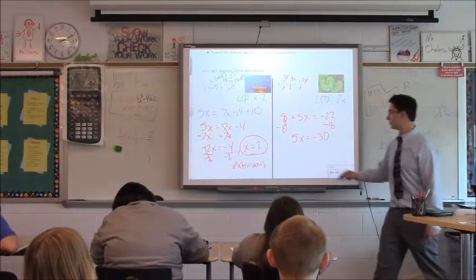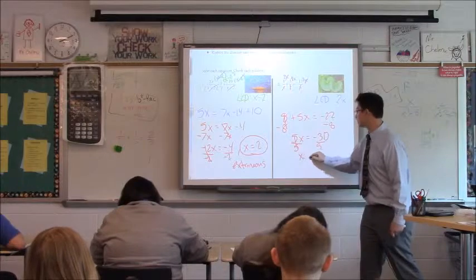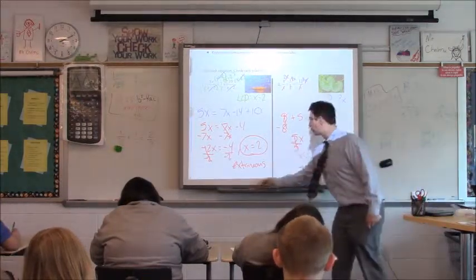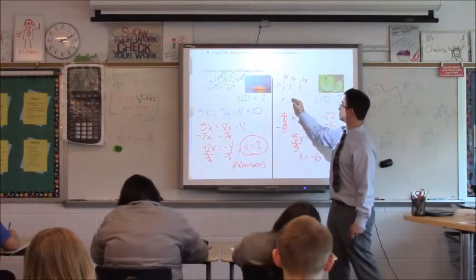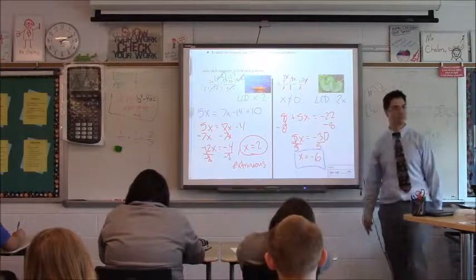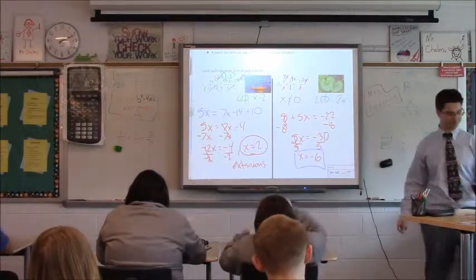And then divide by 5. So x equals negative 6. What should we look for next? Restrictions. So x cannot equal 0. Is this a problem for us? No. So we're good. Okay, nice.